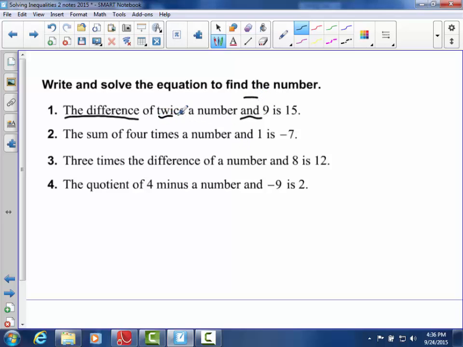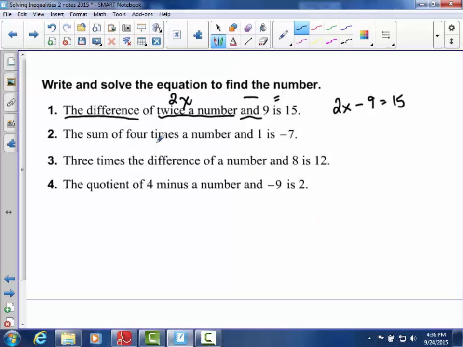Okay, then we have twice a number here. Twice a number, we could say is 2x or 2n, whatever variable you want to put in there. Is our equals word, and then 15 is our number. So that would be 2x minus 9 equals 15. And then you would solve it.